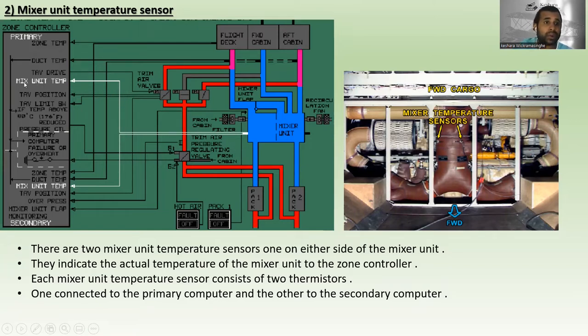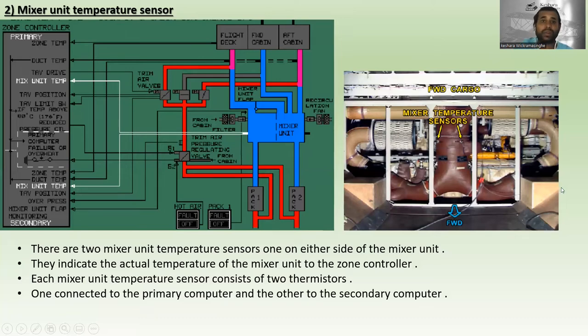The actual temperature is going to the zone controller, secondary and primary. Each mixer unit temperature sensor consists of 2 thermistors. Remember, each and every temperature sensor consists of 2 thermistors, one connected to the primary computer and the other connected to the secondary computer.